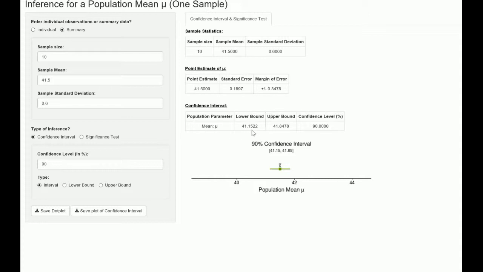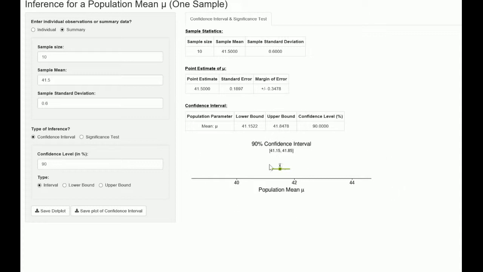So we come down here and we look at the confidence interval that the web app calculates, and it gives us 41.152 up to 41.848. And we had 41.153 up to 41.847, so that's pretty close. I would argue that that's just within rounding error.